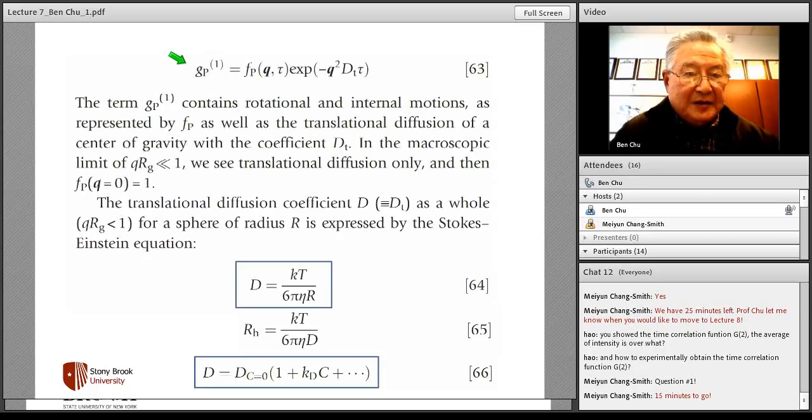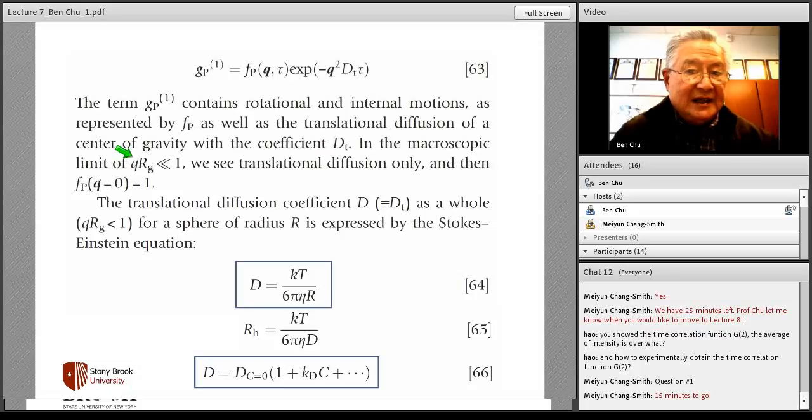And this is represented in this case. One is represented by the translational diffusion coefficient, but G_p also contains rotational and internal motions as represented by f of p, as well as the translational diffusion of the center of gravity with the coefficient D translational. So in this particular case, you have to be careful where you are making your measurements.